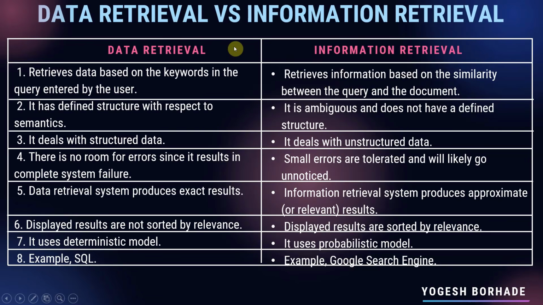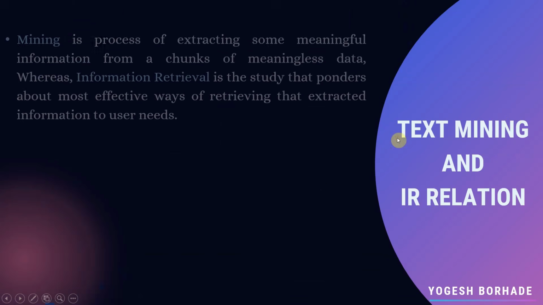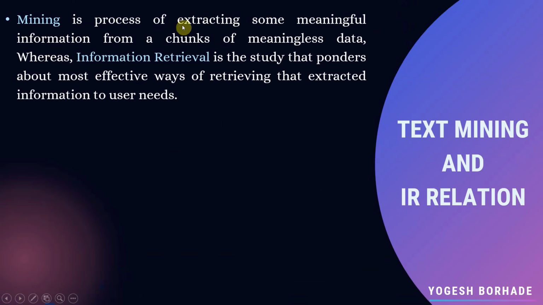So this is all about data retrieval and information retrieval. Now we'll move to the next subtopic, that is text mining and IR relation. What exactly is the relation between these two? First is mining. Mining is the process of extracting some meaningful information from a chunk of meaningless data. Basically, mining extracts information, and information is meaningful, right? That's why it is said that it extracts meaningful information from a chunk of meaningless data.